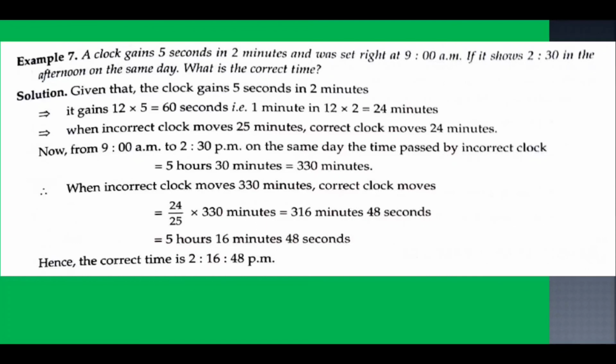Now from 9 a.m. to 2:30 p.m. on the same day, the time passed by the incorrect clock is 5 hours 30 minutes. The incorrect clock moves 5:30, the correct clock moves 24 by 25 into 5:30, that is 316 minutes and 48 seconds. When that is converted into hours, it will be 5 hours 16 minutes and 48 seconds, that is 2:16 p.m.